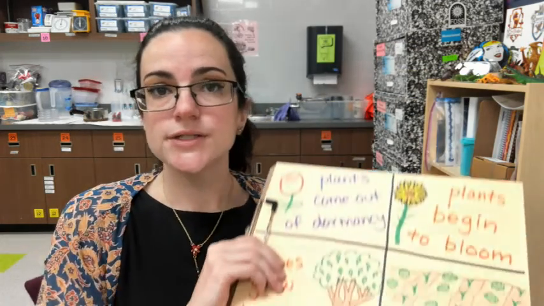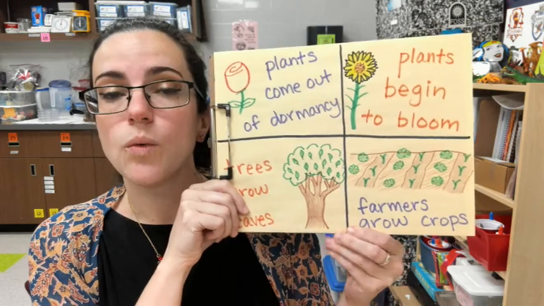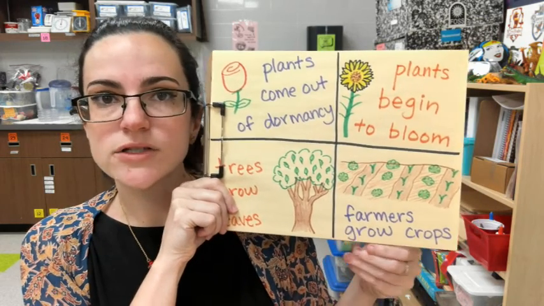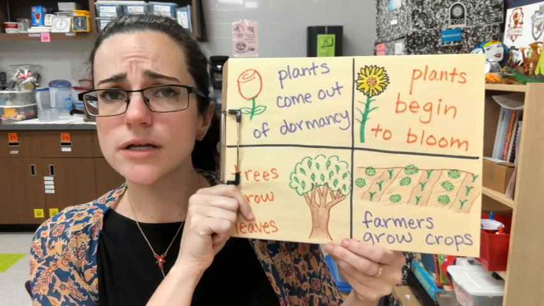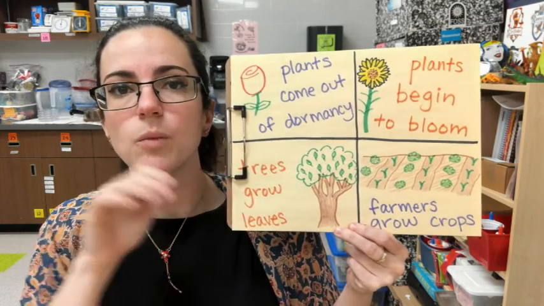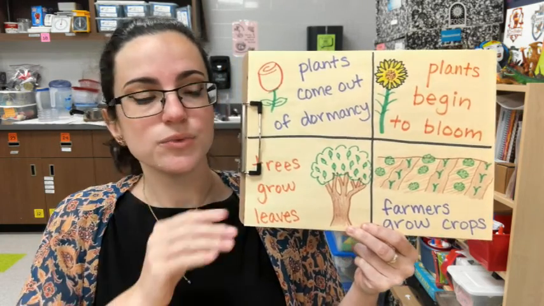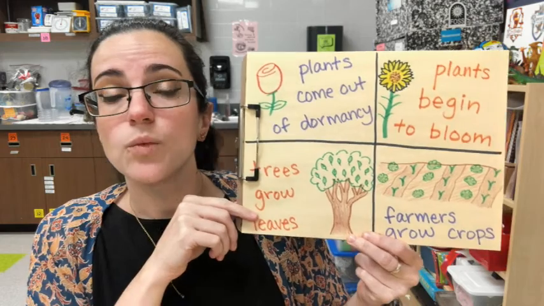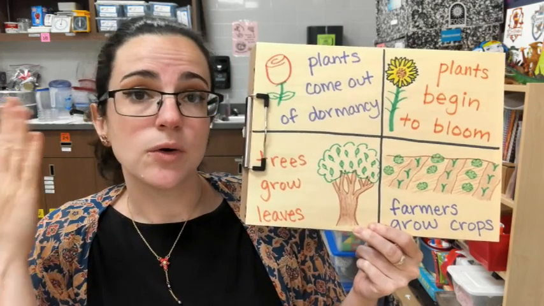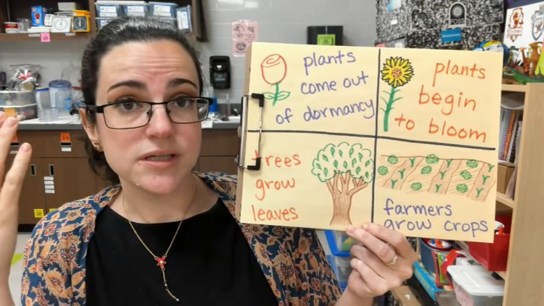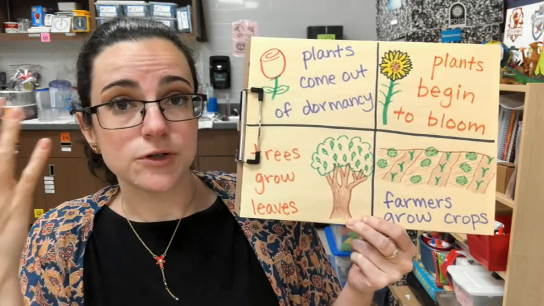So during spring, not only does the weather change, but also what happens to plants also changes as we move from winter to spring. We see that some plants go into dormancy during winter.